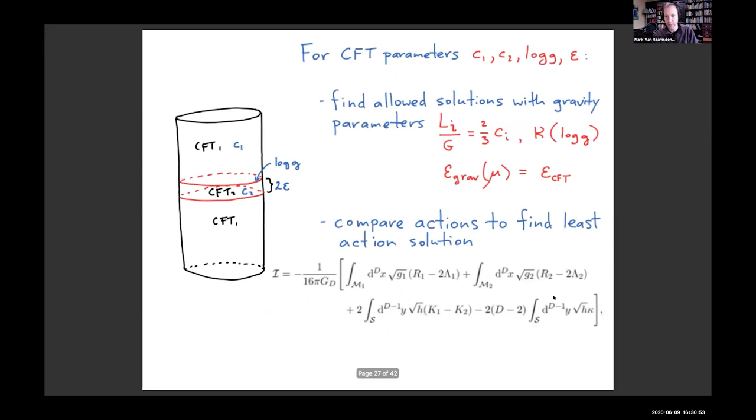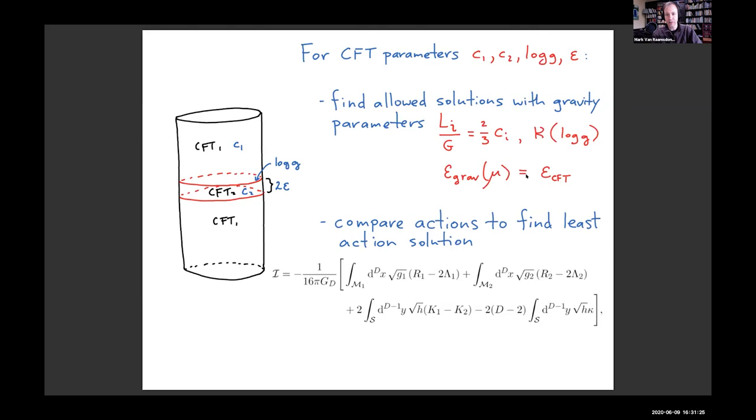So going from the CFT parameters to the gravity parameters, we choose L based on the central charges, we choose kappa based on log G, and then we have to choose mu based on getting this particular epsilon that was a parameter in defining our state. Sometimes there can be different values of mu that correspond to the same value of epsilon, and then you have to compare different solutions. Sometimes there's more than one. Then as usual, you have to compare the actions to find the least action solution.